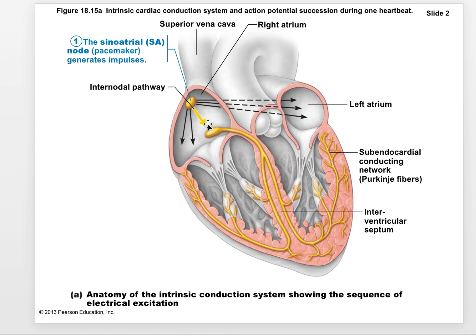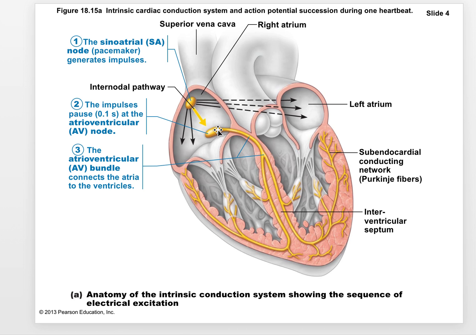So the pacemaker of the heart is in the SA node, the sinoatrial node. This is where the impulse is initially generated. This is where the heartbeat initiates. Then the second place it encounters is the atrioventricular node, which is right here, at the border between the atrium and the ventricle. Then you have the atrioventricular bundle, which connects the atrium and the ventricle.